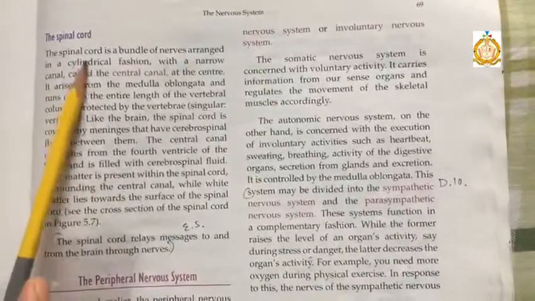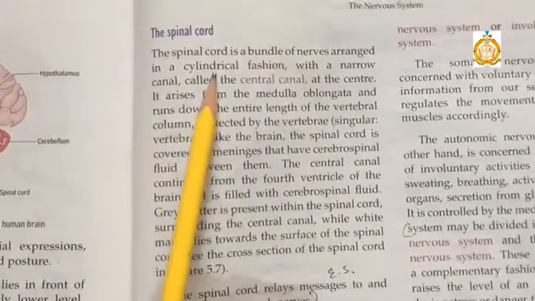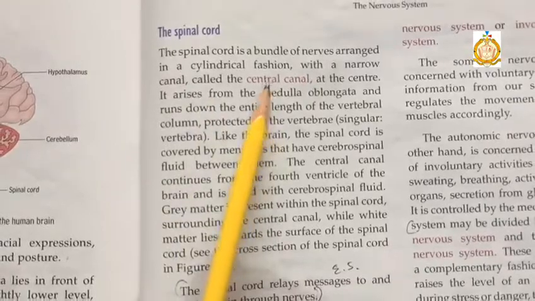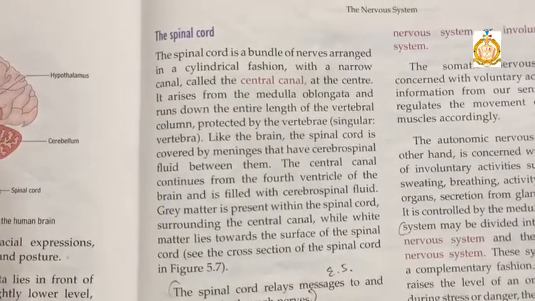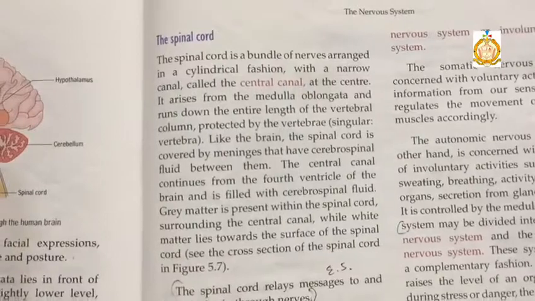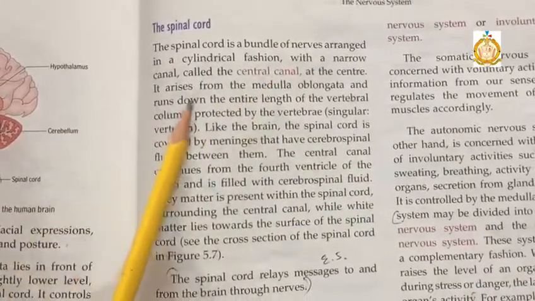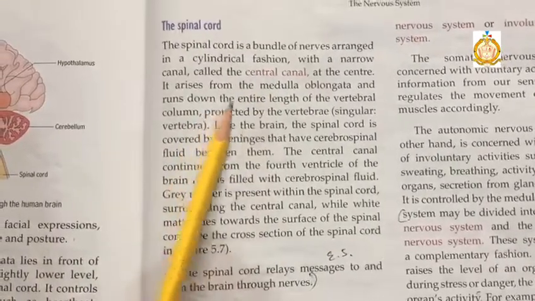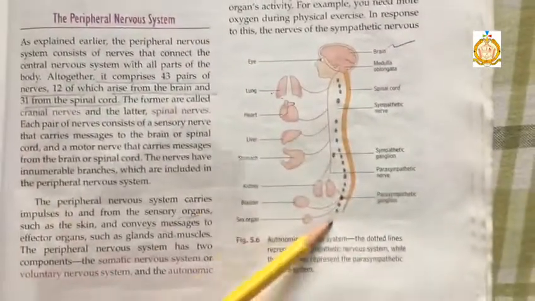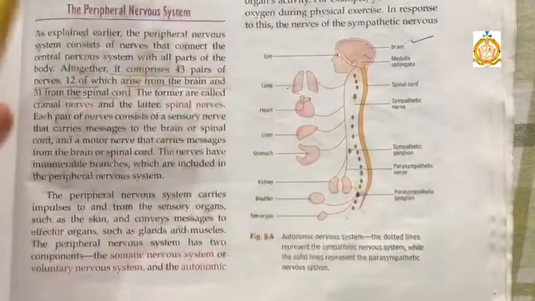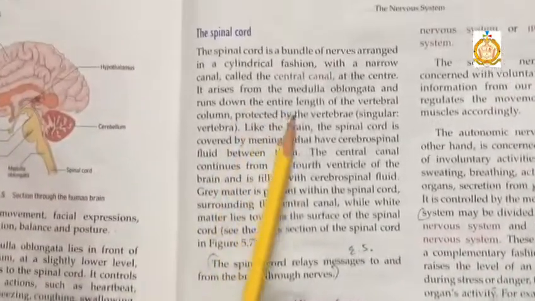Next we are going to discuss the spinal cord. The spinal cord is a bundle of nerves arranged in a cylindrical fashion with a narrow canal called the central canal. In the center one canal is present, that is known as the central canal. It arises from the medulla oblongata and runs down the entire length of the vertebral column. Here is the diagram of the spinal cord. It starts from the medulla oblongata and ends at the vertebral column, protected by the vertebrae.